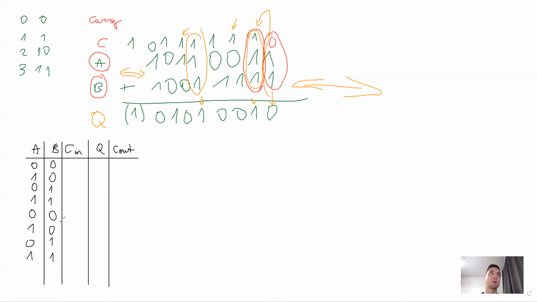This is a systematic way to fill these truth tables so that we have all the possible combinations of A, B, and C in here, not randomly, but in some systematic way. Carry in is 0, 0, 0, 0, 1, 1, 1, and 1, like this.